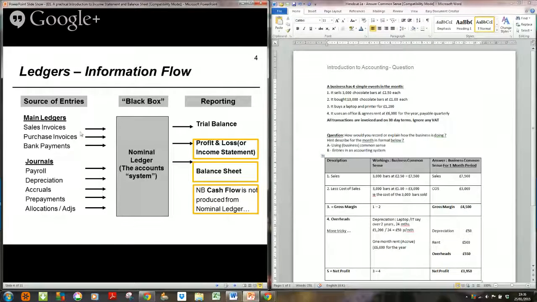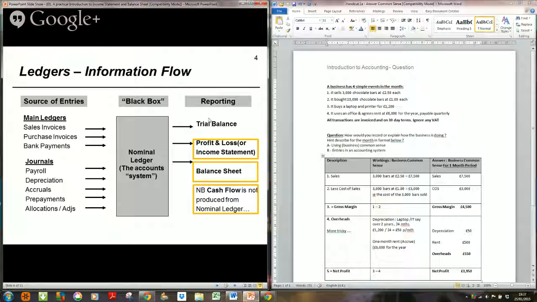But importantly, what we've been looking at is how do these entries get in here? So they get in here from sales invoices and purchase invoices that we transacted, and also bank payments, but we didn't go that far in terms of any of those. And then you have these journal entries, whether it's people being paid on payroll, whether it's depreciation from assets, whether it's accruals or prepayments or any other kind of adjustments where entries have gone in incorrectly. So all these entries are going to go into this black box, the nominal ledger.